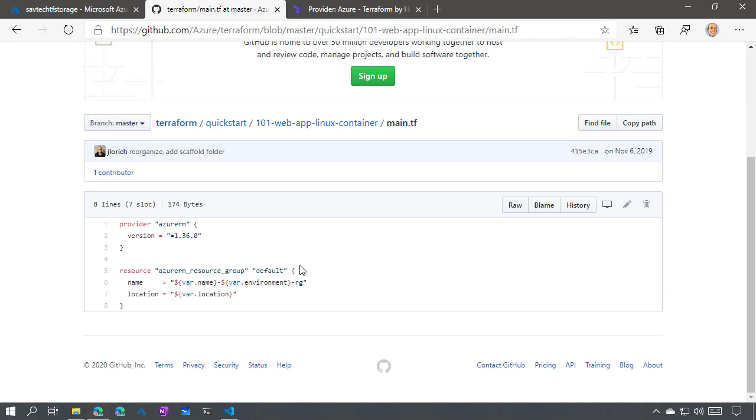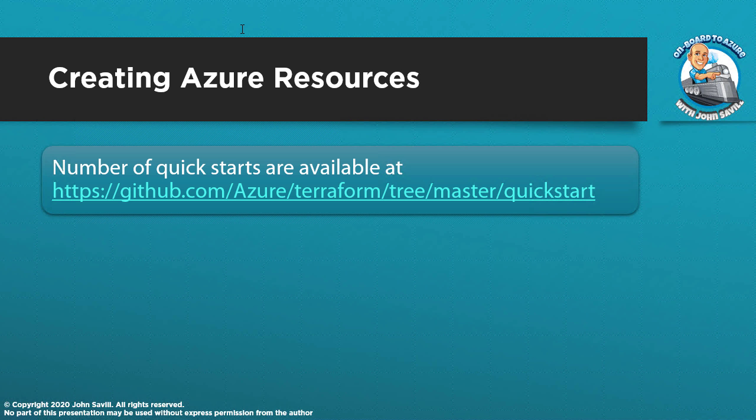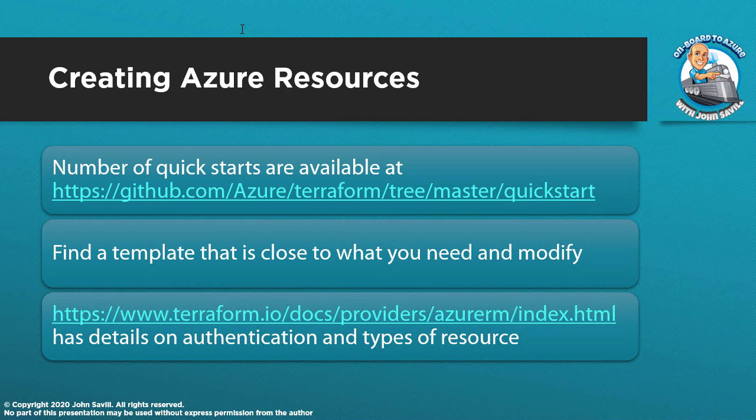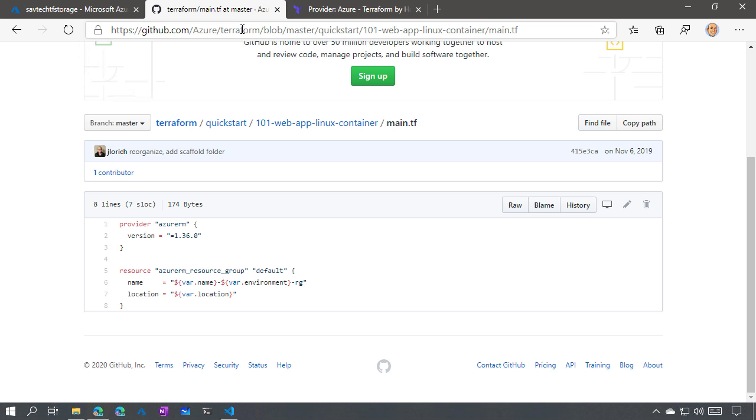And I can go and look at, hey, this is what it's doing. There's the version. It just gives you a hint of how to get started. So go and look at those templates, find one that's pretty close to what you want to do. For the more advanced authentication, to get an idea of all of the types of resources that are available, just go and look at the documentation.